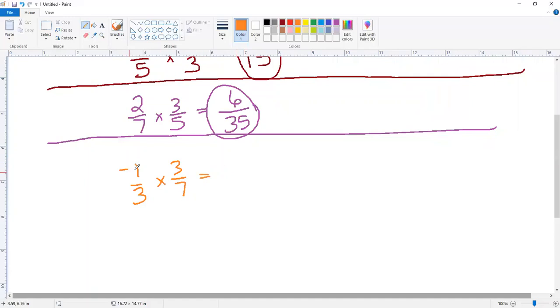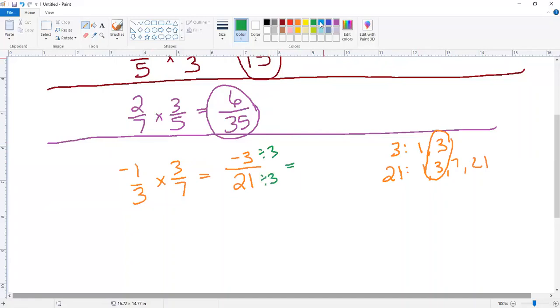Okay, so method 1, we're going to multiply the top numbers. Negative 1 times 3 is negative 3. A negative times a positive is a negative. 3 times 7 is 21. Now we need to see what factors 3 and 21 have in common. And they both have a 3 in common. So we can divide both by 3. And we get negative 1 over 7. Remember, the answer was negative, so we need to leave that negative out there.